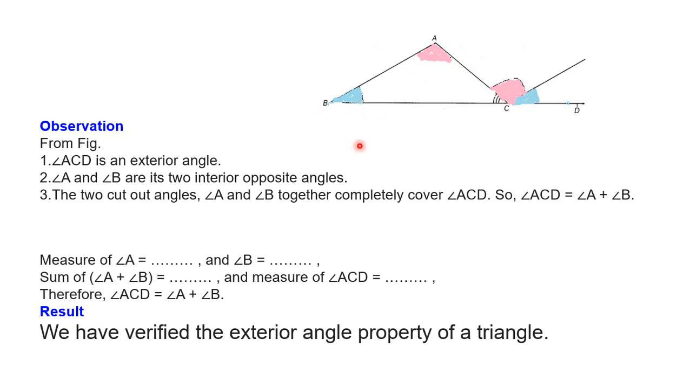Now by measurement also we can prove it. We have to measure angle A and angle B. Then we have to sum up these two angles, angle A plus angle B, and by the protractor again we have to measure the angle ACD. So here also by the degree measurement we can prove angle ACD is equal to angle A plus angle B. So in this way we verified the exterior angle property of a triangle.